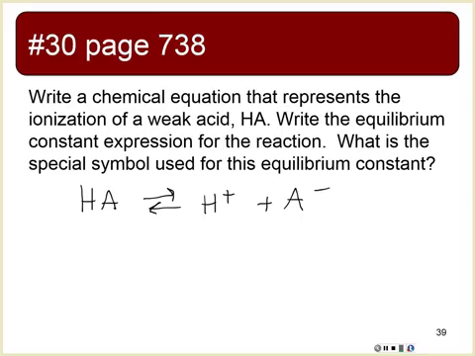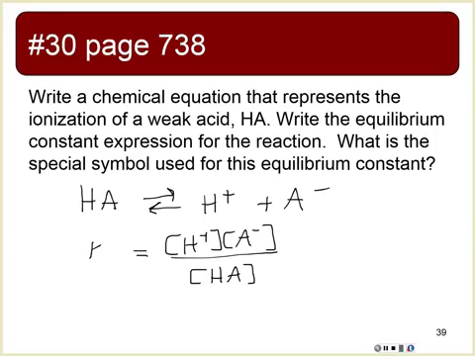Okay. Write the equilibrium constant expression. We take products over reactants, and then we call this Ka. That's all, it's right there.